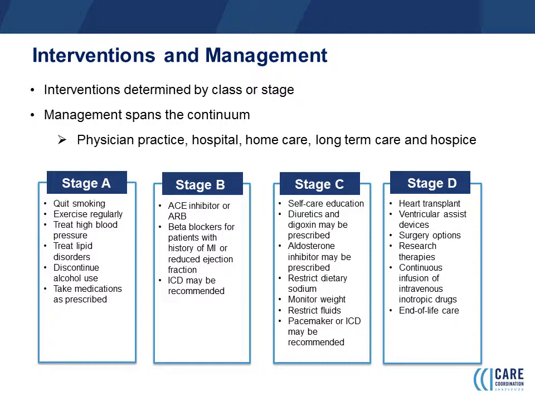Stage C, symptoms are now present and now the patient will notice the doctor discussing increasing or adding new medications, salt restrictions, how to monitor their weight, restriction of fluids, and may recommend a pacemaker or an ICD. Stage D, the patient is severely impaired. Doctors may suggest surgical options such as heart transplant, a ventricular assist device, continuous infusion of inotropic drugs, and hospice consideration.